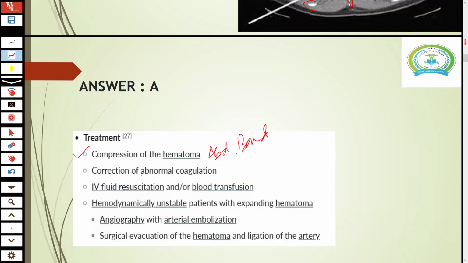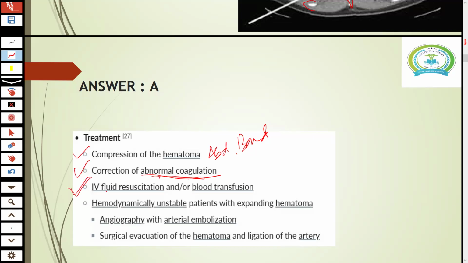If there is any abnormality in the coagulation profile, because in most scenarios they give you an old-age patient with atrial fibrillation who is on warfarin or heparin for a long duration, and now with just a small hit, they got this sort of bleed. So in those patients, if there is abnormal coagulation, just manage that.